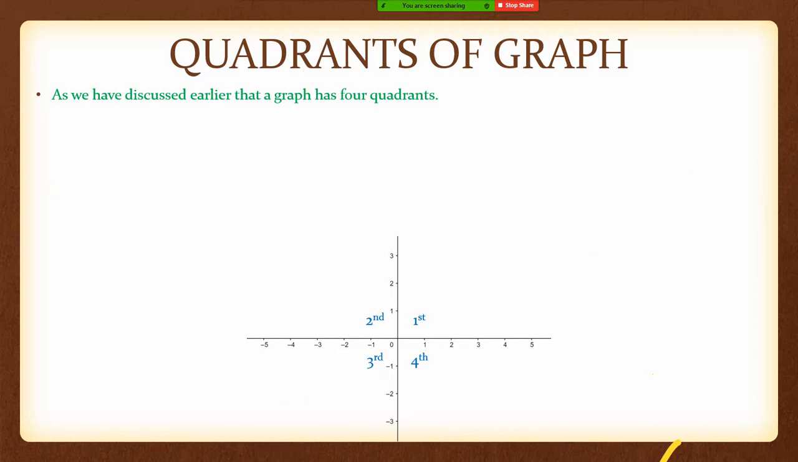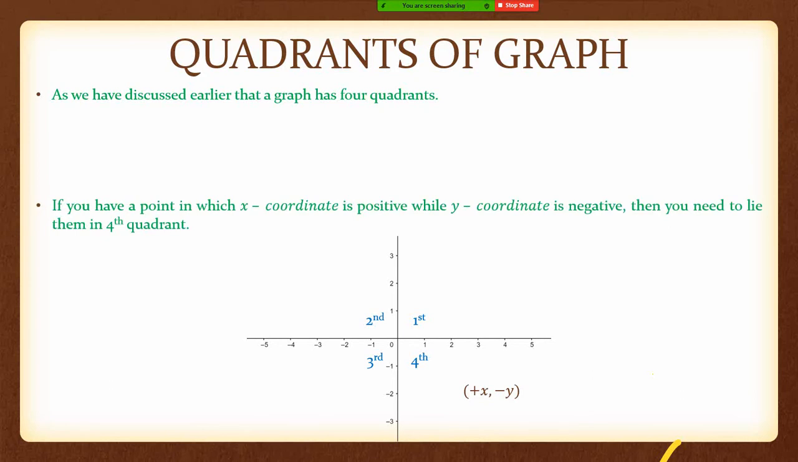Okay? And finally, if you have a point in which the x coordinate is positive but the y coordinate is negative, it represents that we are going to plot that particular point in the fourth quadrant. So basically we have four different quadrants.